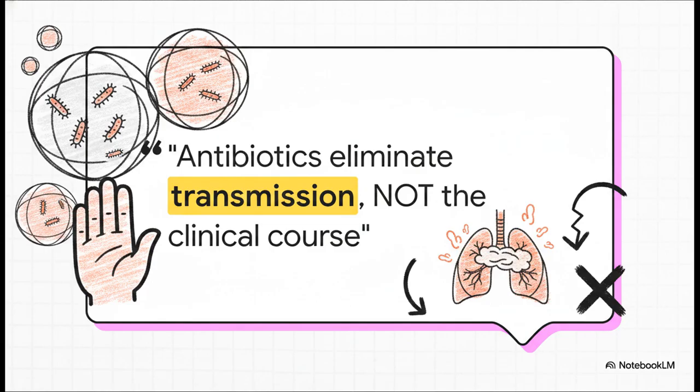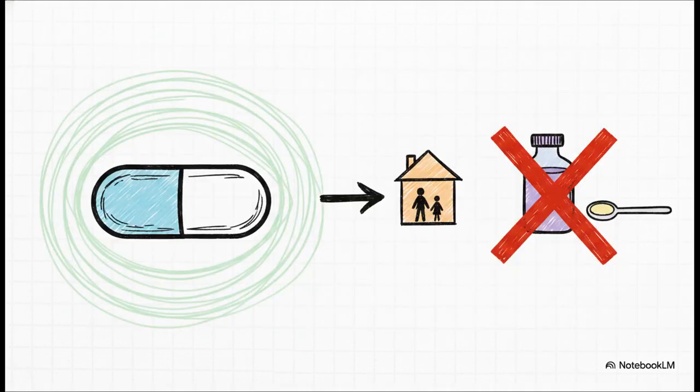We give macrolide antibiotics to eradicate the organism from the nasopharynx, right? But the goal there is to eliminate transmission. These antibiotics do not significantly alter the clinical course of the cough itself, unless you manage to start them super early in the catarrhal phase. Basically, macrolides will stop the spread, but they aren't going to stop the cough if those toxins have already done their damage. So what's the actual protocol?